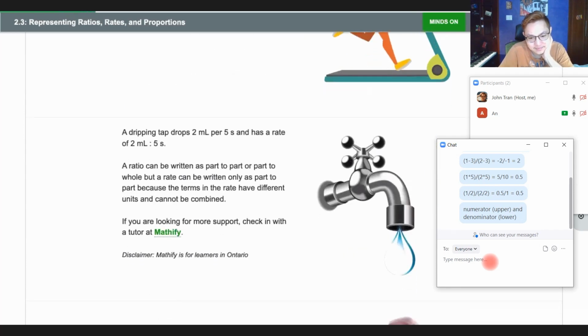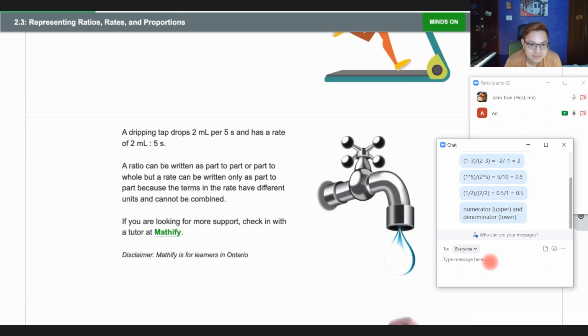A dripping tap drops 2 milliliters per 5 seconds and has a rate of 2 milliliters to 5 seconds. It's like a ratio. Every 5 seconds, 2 milliliters of water drops down.